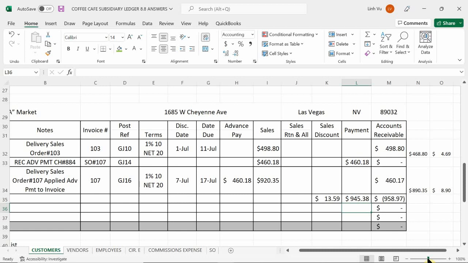So that means that is your final one here, because Super A paid for both invoice 103 and 107 and made both discount due dates. So therefore we gave them both a sales discount for $13.59. With that being said, we should have received a check for $945.38.